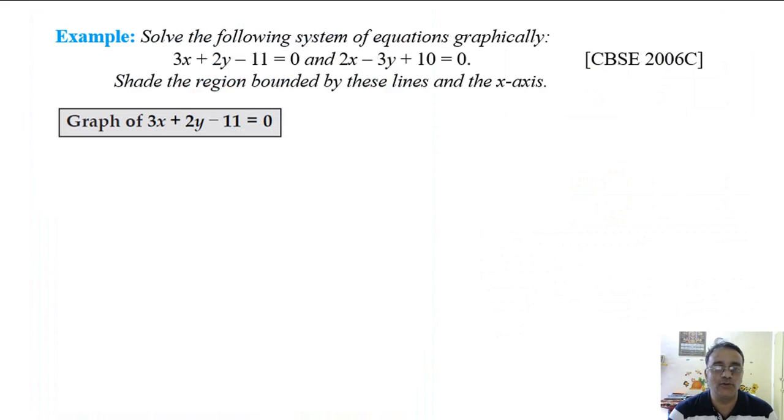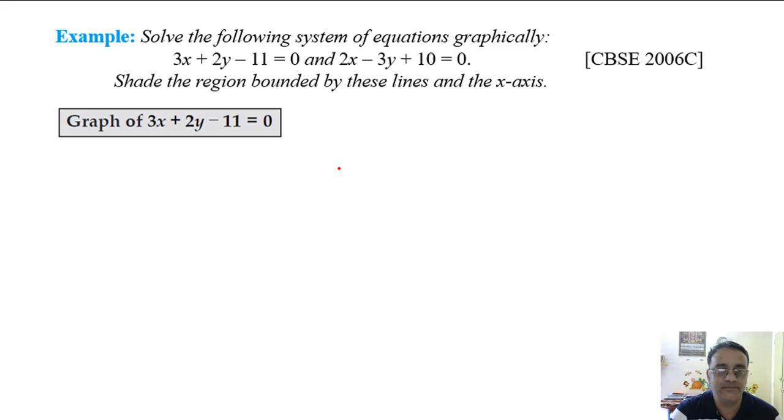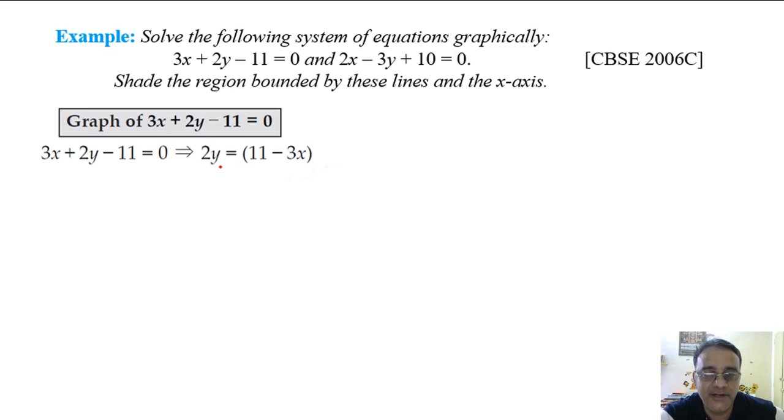Okay, we'll see one more question. Solve the following system of equations graphically and shade the region bounded by these lines and the x-axis. So first we will take up the first equation, 3x plus 2y minus 11 is equal to 0. Here we shift minus 11 to this side, so it becomes plus 11, and 3x to this side, so minus 3x. Right? Now what is y? 11 minus 3x by 2. Right, 11 minus 3x by 2.